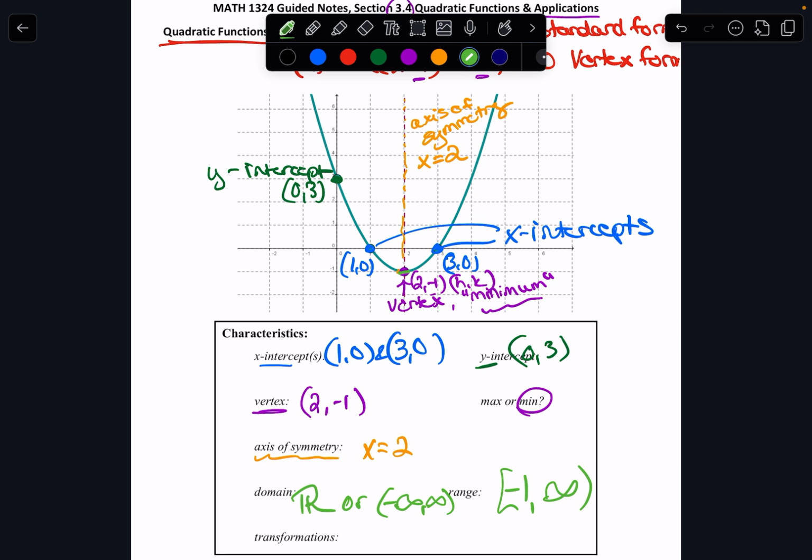Now, transformations from the parent function. So what has been done here? If we compare it to the origin, it's gone 2 to the right. So 2 right, and then it has gone 1 down because the vertex is right here.